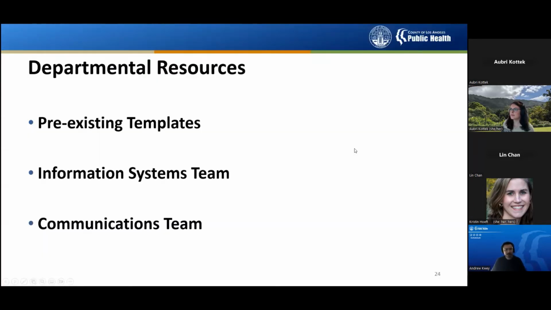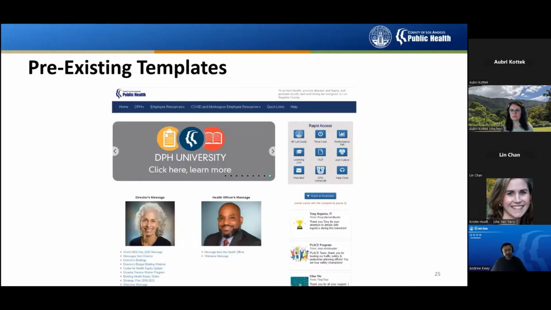There are three resources that I believe all local programs should have access to from their departments, and that's pre-existing templates, an information systems team, and a communications team. For Los Angeles County, all the programs under the Department of Public Health have standard regulations and templates to adhere to. The department also provides us with some sample templates to use, such as the one displayed here. This is usually a great starting place for you to plug in the specifics of your program, and you should be able to reference and collaborate with sister programs for any lessons or innovations they have discovered with their templates, for what's possible and for what works for them.